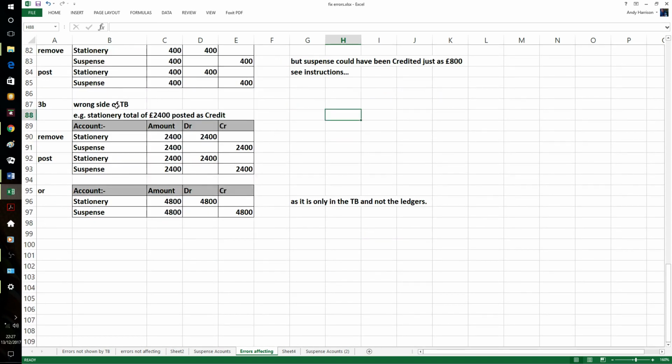And now we've just put something on the wrong side of the trial balance. Again, we've got the option to remove the stationery and double enter into the suspense, post it correctly, double enter into the suspense. We could have put £4,800 in suspense as a single row credit, or, as it's only in the trial balance, it doesn't affect the ledgers and it's not going to go past the extended trial balance, we could actually have debited stationery with 4,800 and credited suspense 4,800, whatever instructions you are given.